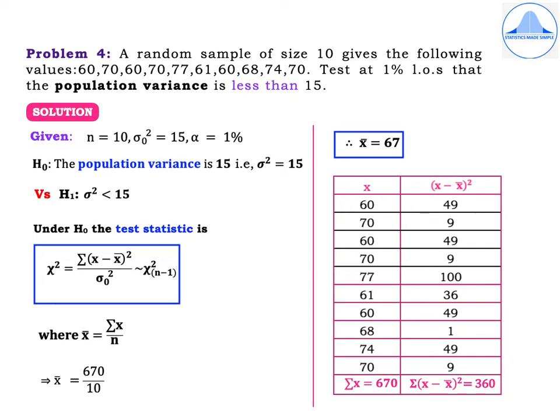We know that x bar formula is summation x by n. Substituting, we get x bar equal to 670 divided by 10. That is, x bar is equal to 67. Let us now calculate x minus x bar the whole square. So it is taking each x value, subtracting from x bar and squaring it. So we get the x minus x bar whole square values as 49, 9, 49, 9, 100, 36, 49, 1, 49 and 9. And summation x minus x bar whole square is equal to 360.